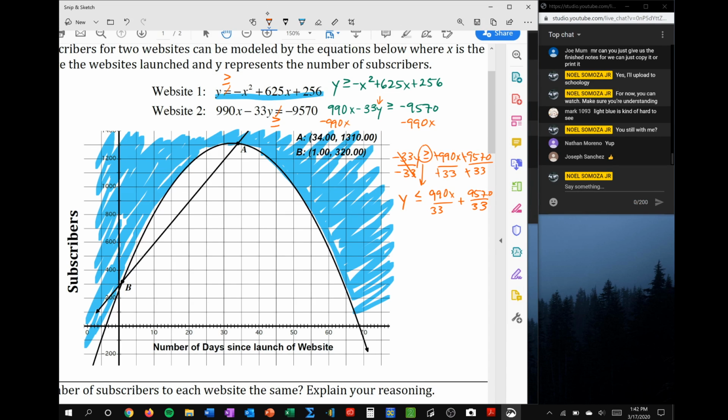Okay, so notice it's the same thing that we got before, because since they have the same denominator, I could just write it as 990x plus 9570 over 33. Okay, now y is less than or equal to.